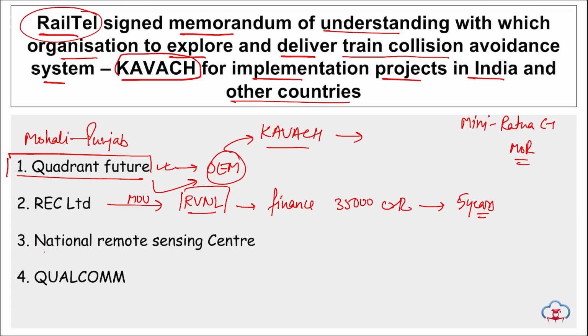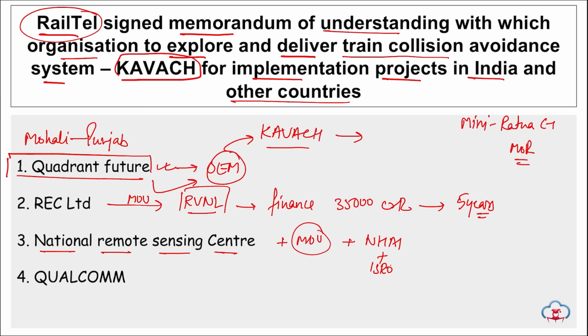Next is the National Remote Sensing Centre, NRSC, correct? Recently they signed an MOU with NHAI, National Highways Authority of India, and remember this MOU is basically for 3 years. Apart from this, NHAI has also signed an MOU with ISRO. So NHAI signed an MOU with the National Remote Sensing Centre, one of the primary centres of ISRO.